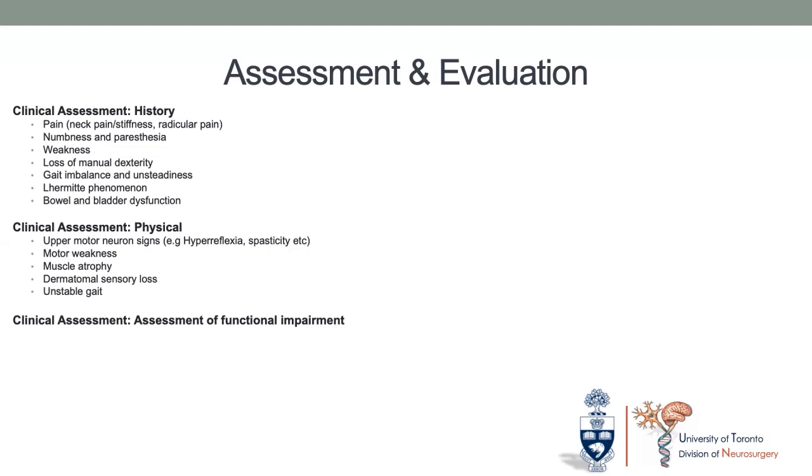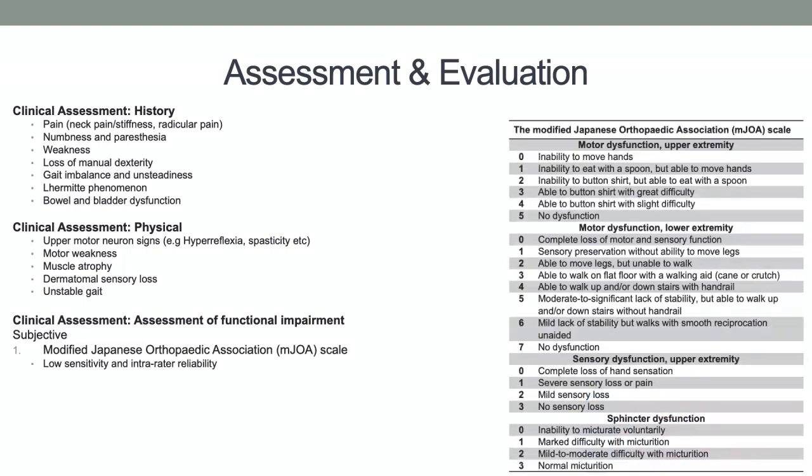Functional impairment can also be assessed. In this case, there are subjective and objective tools. The subjective tools include the MJOA, which is the Modified Japanese Orthopedic Association scale, as well as the Nurick grading system. Both are clinician-administered indices. The MJOA is an 18-point score covering 4 subdomains, including upper extremity motor function, lower extremity motor function, upper limb sensation, and sphincter function.